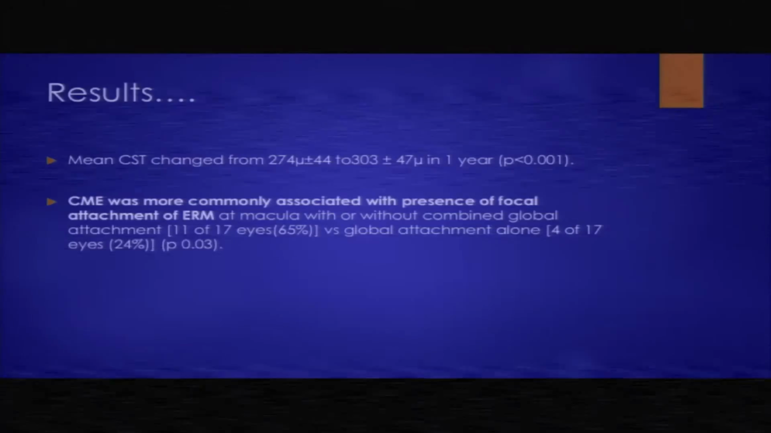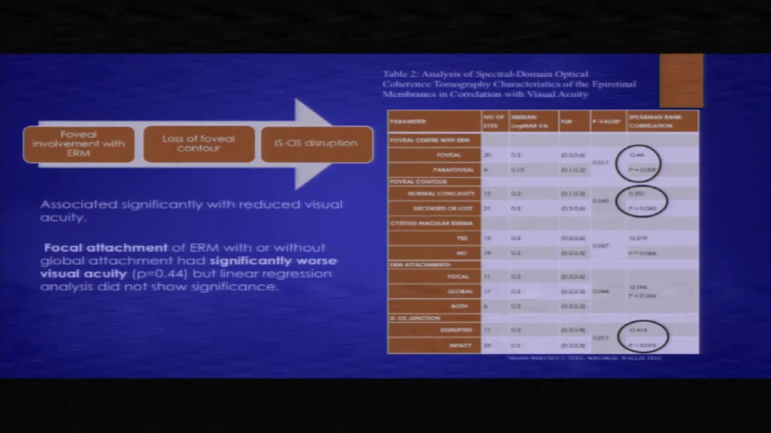The median central subfield thickness increased significantly, and cystoid macular edema was more associated with the presence of focal attachment of ERM. Foveal involvement with ERM, loss of foveal contour, and ISOS disruption were associated significantly with reduced visual acuity. There was no significant difference in the ERM thickness in the three treatment arms, that is without oral steroids, with oral steroids, and oral steroids with immunomodulators.